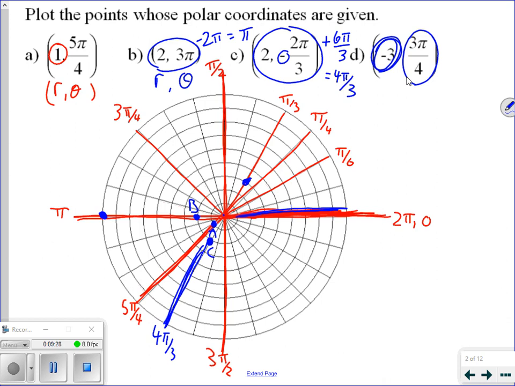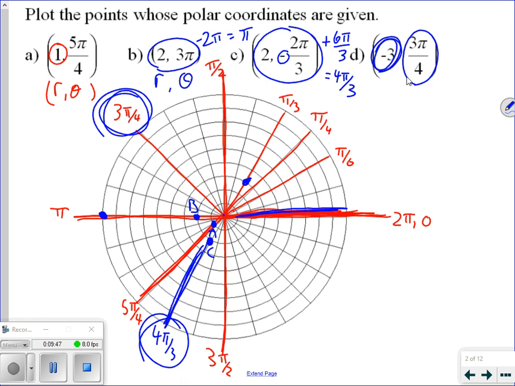And mistake number 1 just happened in the video, so we can go ahead and check that off the list there. This is not 3 pi over 4, that's 4 pi over 3. 3 pi over 4 is right here. Dang it. So let's restart that.